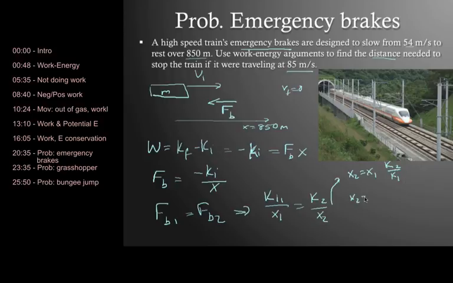So then this x2 is equal to 850 times kinetic energy 2, that's 1/2 m v2 squared over 1/2 m v1 squared. And I find that x2 is going to be 850 times 85 squared over 54 squared. And this is going to be 2,100 meters or 2.1 kilometers.